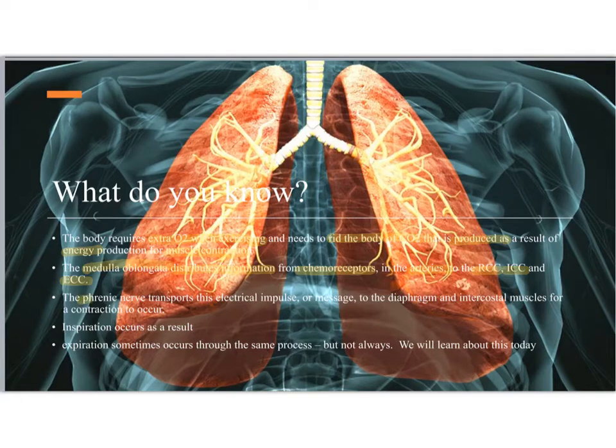We then need to understand that the phrenic nerve transports this message as an electrical impulse down to the diaphragm and to the intercostal muscles, and contraction occurs. Inspiration will result, and expiration, although this only happens when exercising, and that is what we're learning about today.